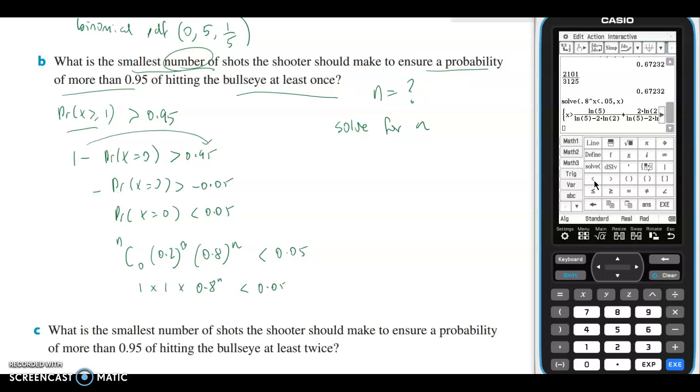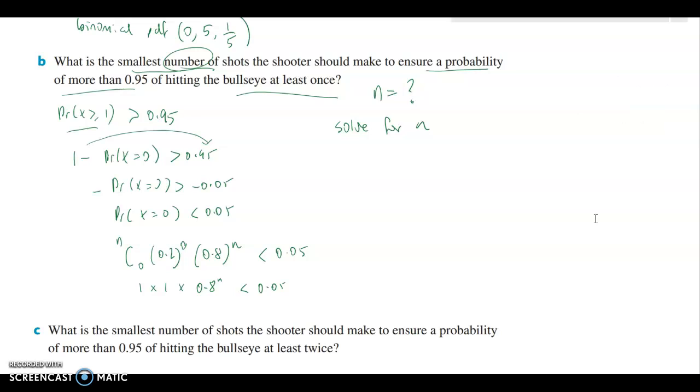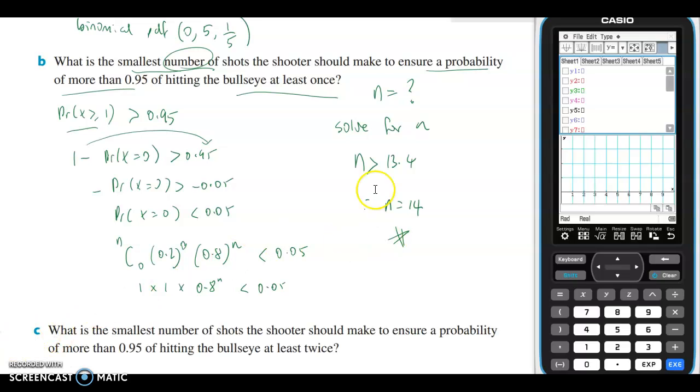And, yuck, what's going on here? Don't like that. How about we make that into a decimal? And now we've got ourselves an answer. So what it's saying here is that n is greater than 13.4. Now it must be a whole number. Therefore we say n is equal to 14. And that is our answer. But what if there was another way of doing it? Well, there is another way, and we're going to look at that in just a minute.